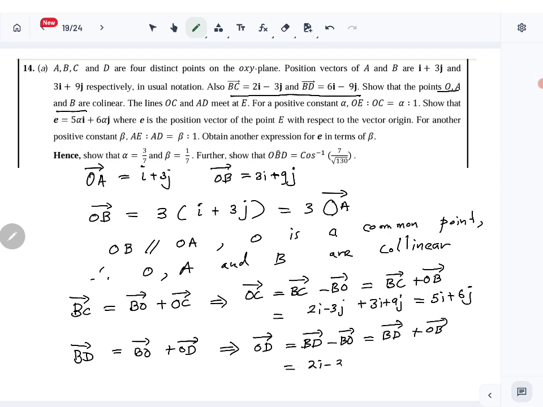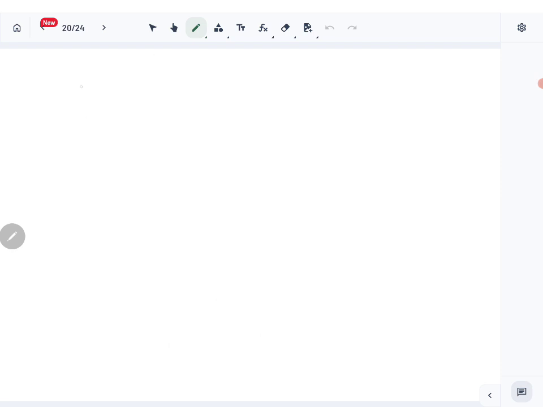So 2i minus 3j. Oh no, that is BC. What is BD? 6i minus 9j. 6i minus 9j plus OB. OB is 3i plus 9j. So OD is 9i. So we have OC and OD also now. I will just graph it to explain, but you don't need to graph this. You can do this whole question without doing any sort of graphing. You don't need a diagram actually.